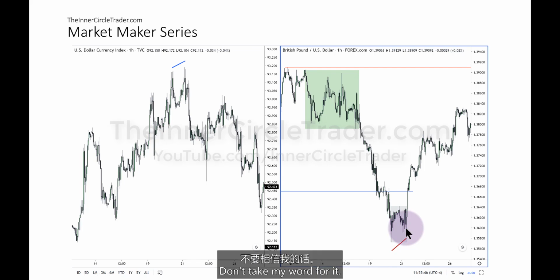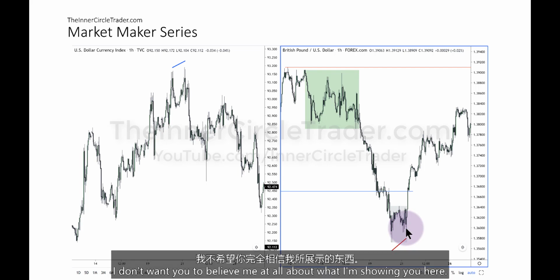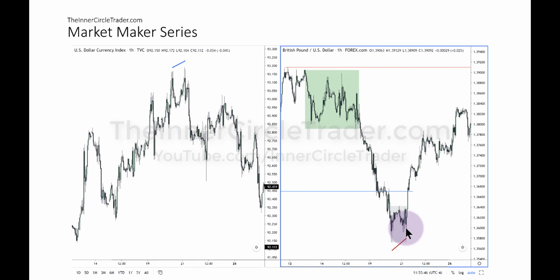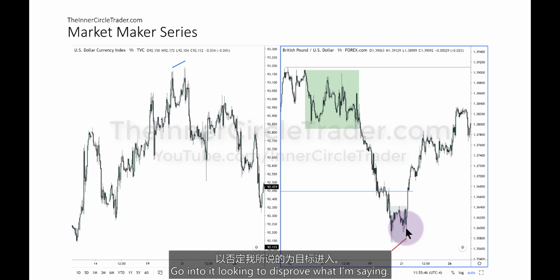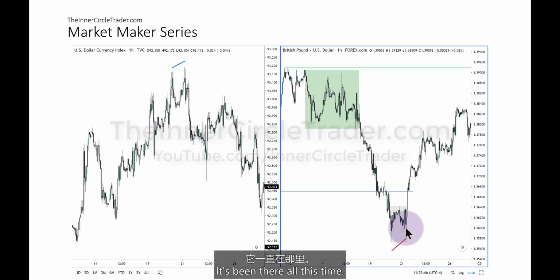Don't take my word for it. I don't want you to believe me. I don't want you to believe me at all about what I'm showing you here. I want you to go into the charts and study it with this premise in mind. Go into it looking to disprove what I'm saying, and you're going to shock yourself because it's there. It's been there all this time. And until I started talking about it, no one paid any attention to it.